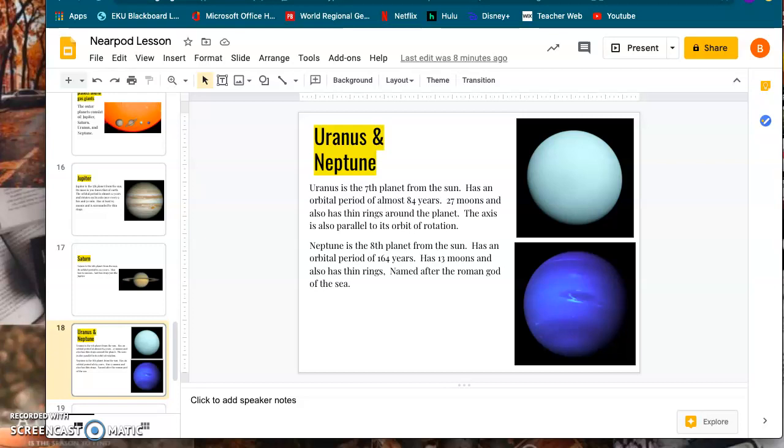Neptune is the 8th planet from the Sun, has an orbital period of 164 years, has 13 moons, and once again, thin rings. It is named after the Roman god of the sea.